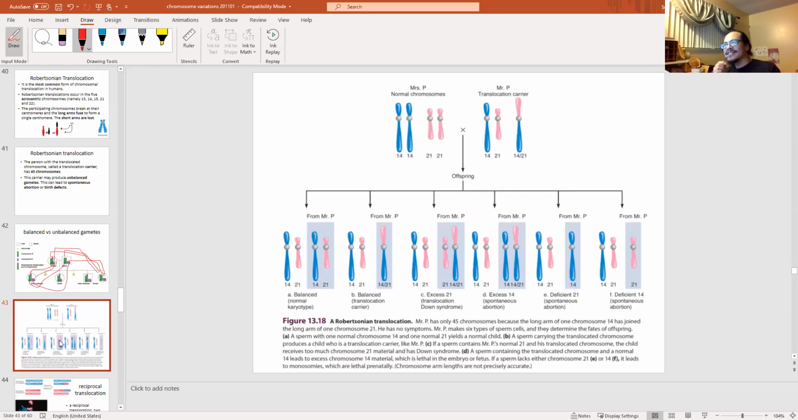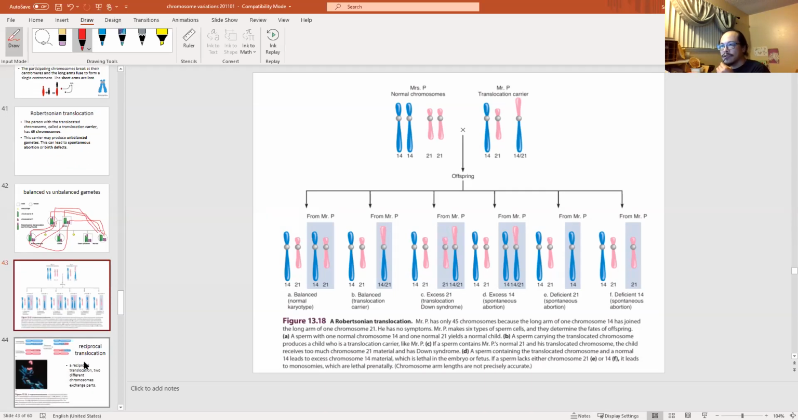All right, so this is another example, not 21 and 13, but 21 with 14. As you can see here, we also have the chance to develop trisomy 21 Down syndrome due to the unbalanced gametes of the Robertsonian carrier. So that's the Robertsonian carrier, Robertsonian translocation.